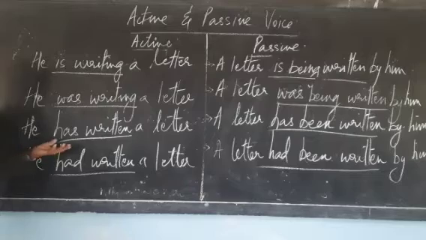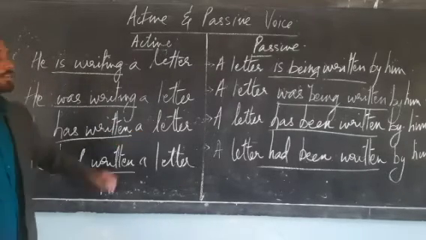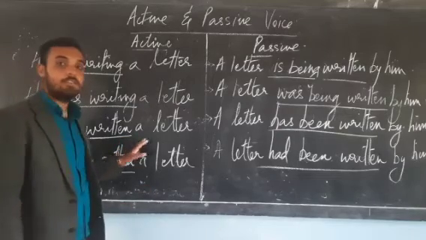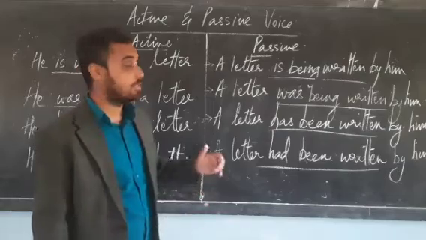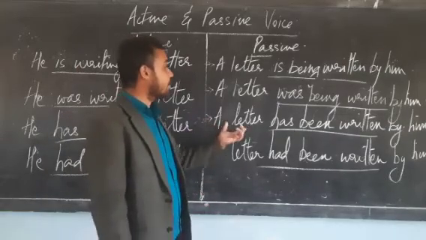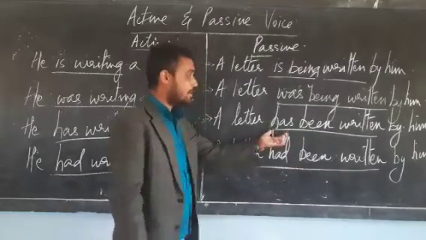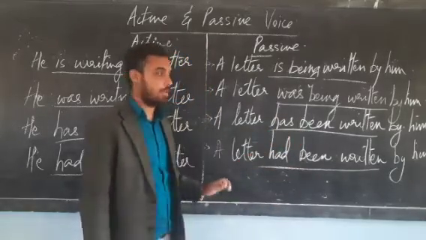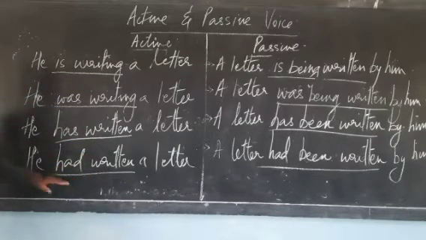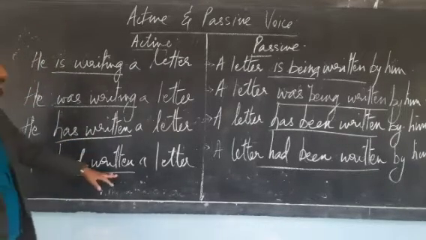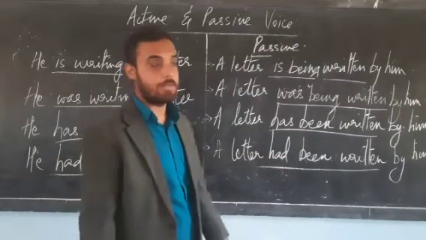Now come to the present perfect tense. He has written a letter. When we change it into passive voice, you will write, a letter has been written by him. This was present perfect. Now come to past perfect. He had written a letter. A letter had been written by him.